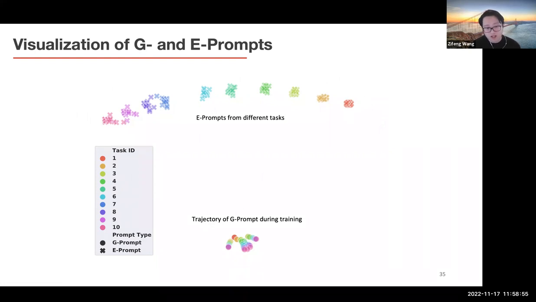while the lower part is the trajectory of the G prompt during the training process. Because we only have one set of prompts that is shared by all the tasks, we do not have separate G prompts, and we can only show the learning trajectory of G at the end of each task. We can see here the trajectory of the G prompt is quite centered, meaning that during the whole learning process, it only moves very slowly in the latent space, indicating that we're learning very invariant knowledge contained in the G prompt.